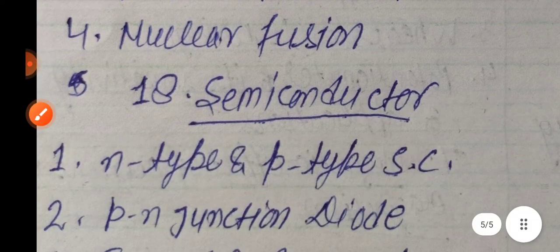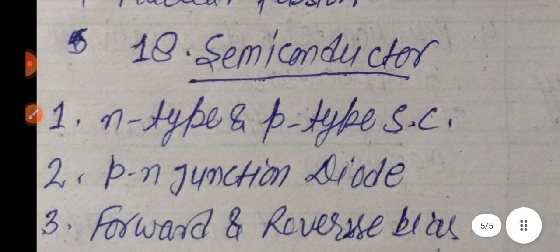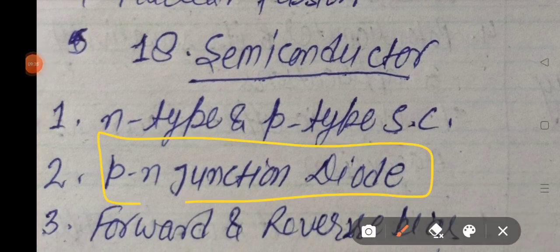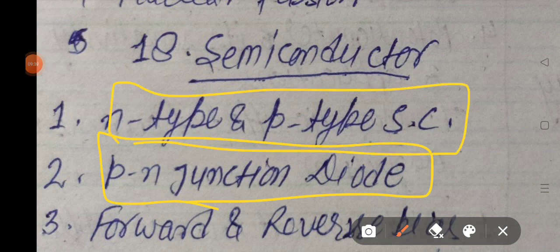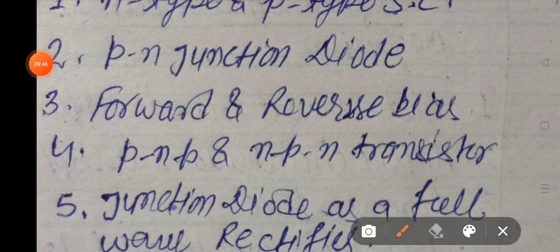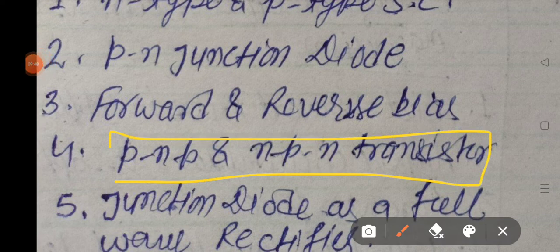And last topic is semiconductor, in which very important points are PN junction diode and also N type and P type semiconductors, forward and reverse biasing, PNP and NPN transistor. In this point, PNP and NPN transistor, you have to read only about construction and definition. You do not need to study the application of transistors.